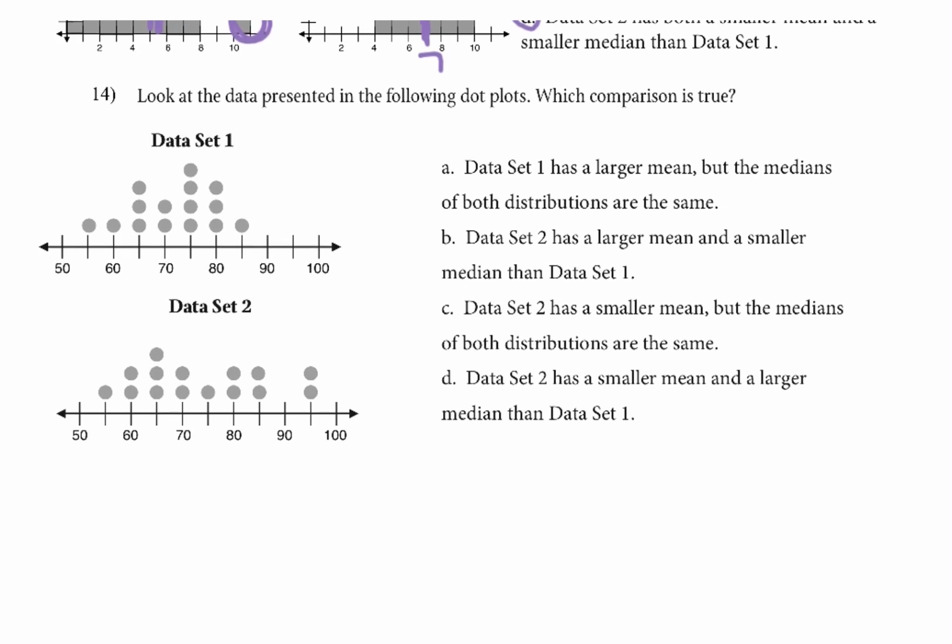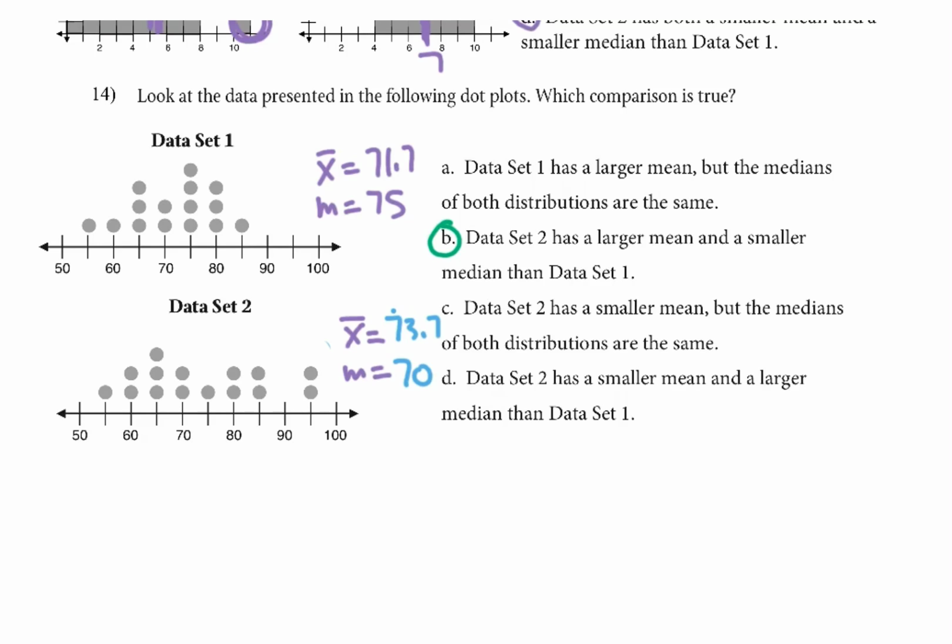Number 14, now we've got 2 more data sets. Again, looking at the larger mean and median. And this one we could actually calculate pretty easily, couldn't we? So I calculated it, and based on that, data set 1 has a smaller mean but a larger median than data set 2. So the answer looks like it would be B, right? Data set 2 has a larger mean but a smaller median.